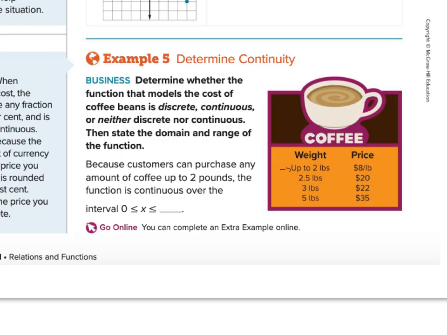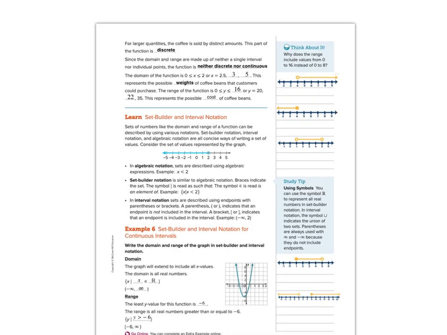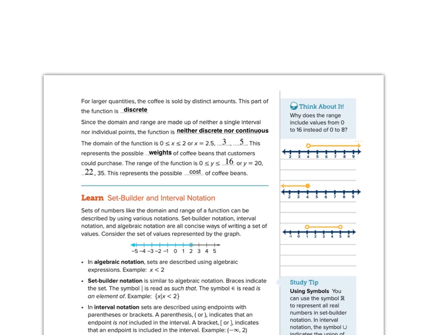up to 2 pounds, because I can stop at a half pound, I can stop at 3/4 of a pound, I can stop at 1.5 pounds. So it is continuous up to 2 pounds, over the interval from 0 to 2. And then it becomes discrete, because for example, I cannot purchase coffee that is 2.25 pounds. Once I hit 2 pounds, then I have to have increments of 2.5, 3, and 5. So it becomes a discrete function. So it is neither continuous nor discrete. We're going to talk about both. So that's what they're talking about here and thinking of those functions.